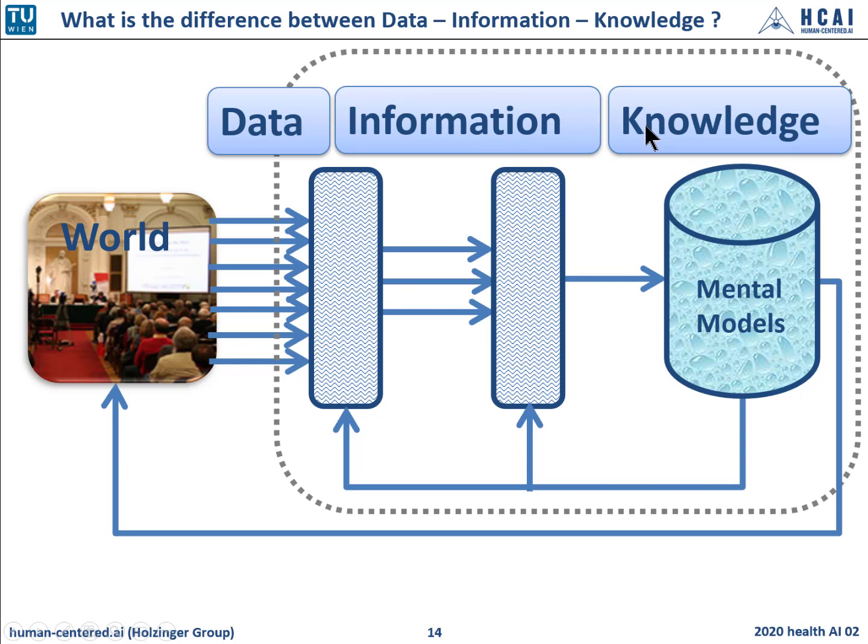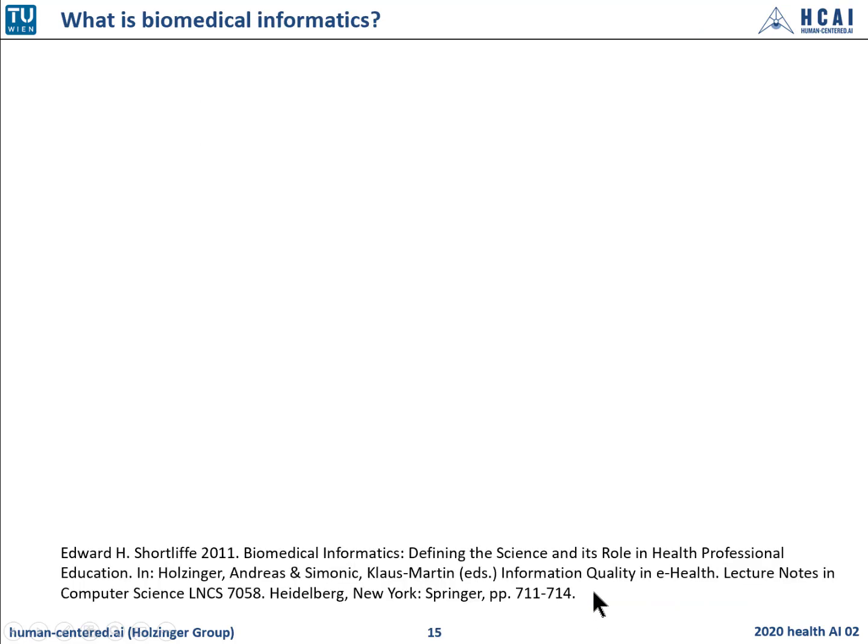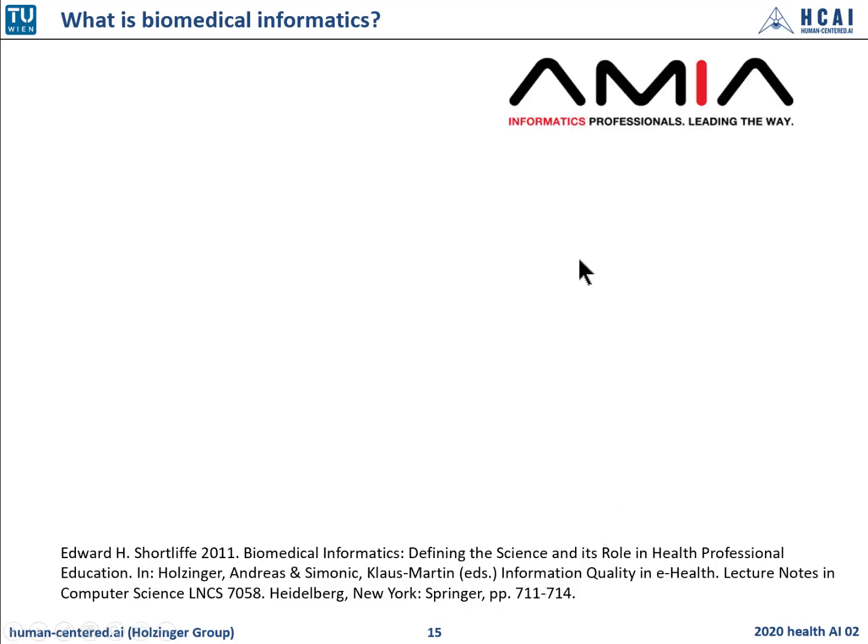Then we have this transforming of data into information, and then we have knowledge. And now this is, let's say, the important part which you should remember. For us, knowledge is a set of expectations, and this is the term we will use in this course. So this fits nicely into the definition of the informatics professionals, the American Medical Informatics Association, the AMIA.